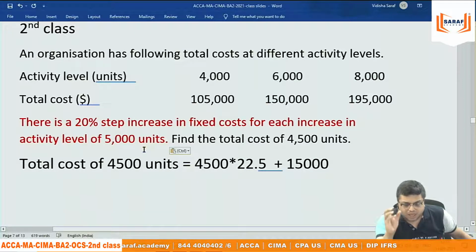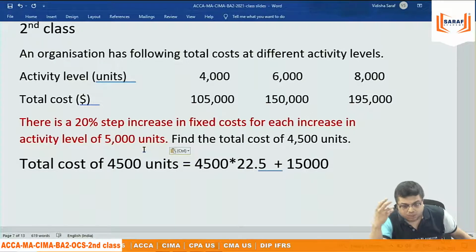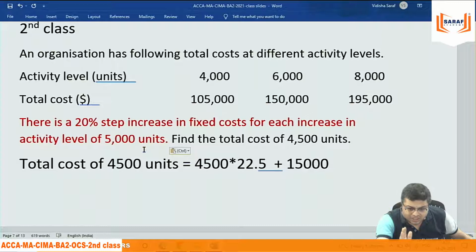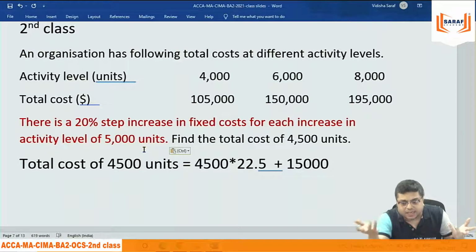For the first 5,000, X amount. Then 5,001 to 10,000, 20% more. 10,001 to 15,000, 20% more. The fixed cost is fixed, but it is fixed in a slab. That is actually the practical nature of any type of fixed cost.